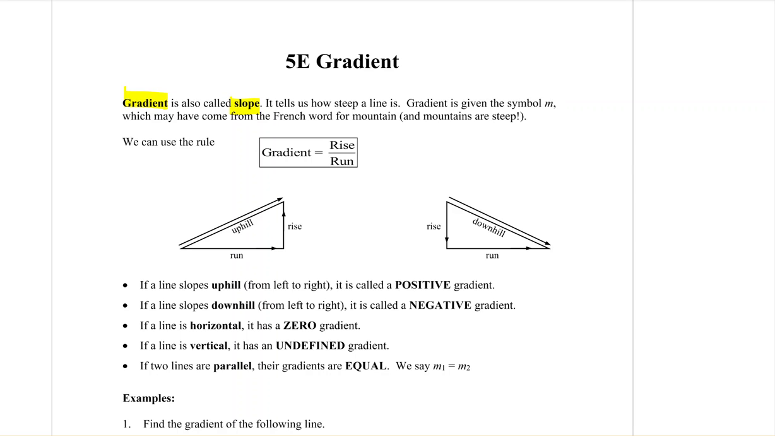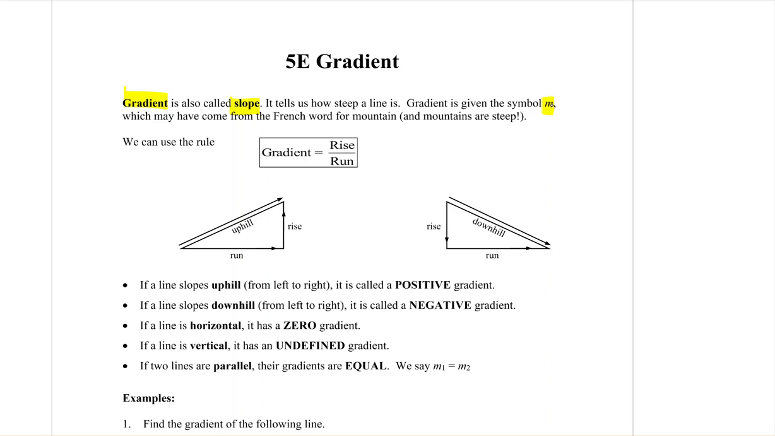Gradient is given the symbol M. I guess I didn't want to call it G because a G looks a little bit too close to a Y, and our equations have a lot of Y's in them. It says here, it may have come from the French word mountain, and mountains are steep, and maybe the French word for mountain starts with a G, I don't know. Anyway, an M, sorry, M for mountain.